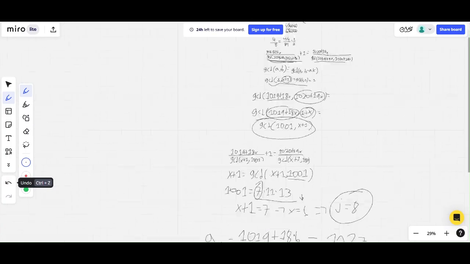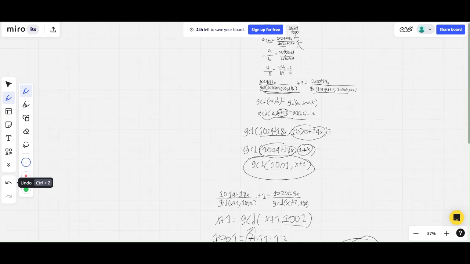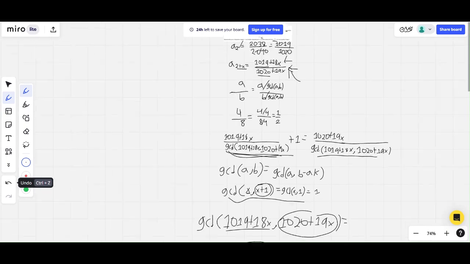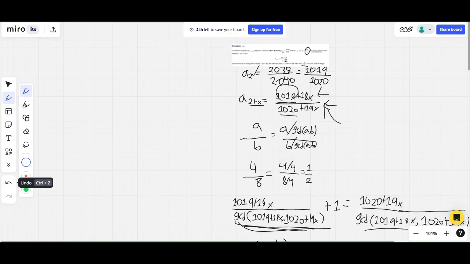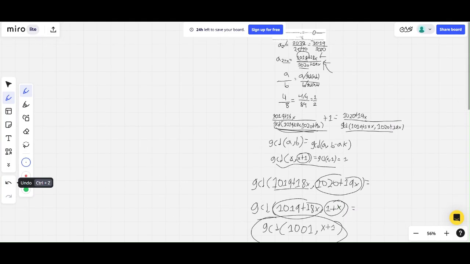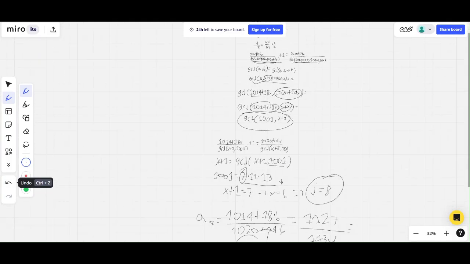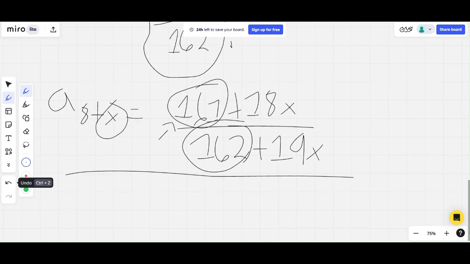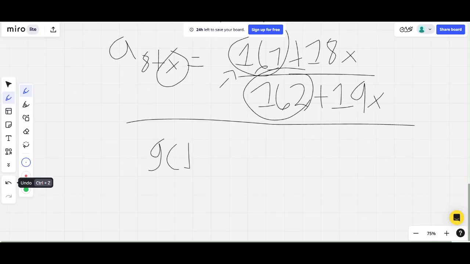We don't really want to keep simplifying this and repeat the Euclidean algorithm process for every single equation we have. So we can notice a pattern. If we take the numerator number, which in this case is 1019, and subtract 18 from it, then we get 1001, and then we're always going to have x plus 1 as the second number. So in this case, we have 161 here, so we're just going to subtract 18 from that, which is 143. And so we have the GCD of 143 and x plus 1 equals x plus 1.